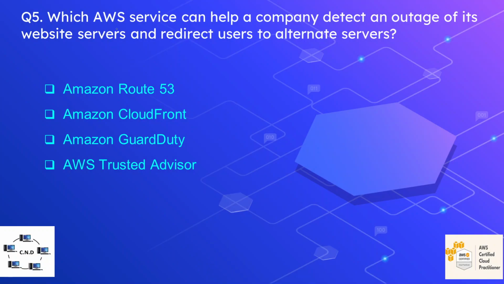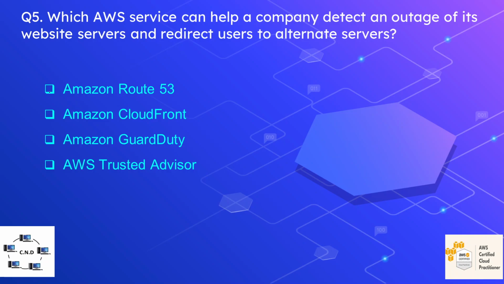Question number 5 is: which AWS service can help a company detect an outage of its website servers and redirect users to an alternate server? So the question is asking, if there is some outage in the website server inside AWS of a specific company, how can this be detected and the traffic routed to an alternate server without any interruption to the application?